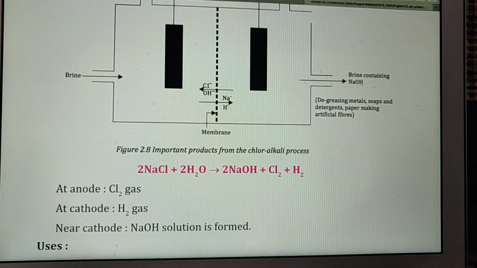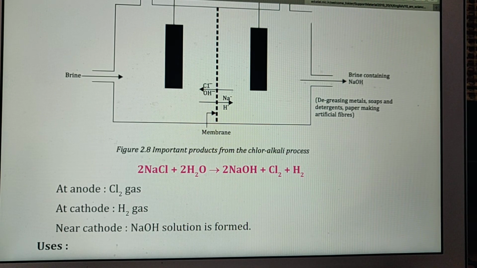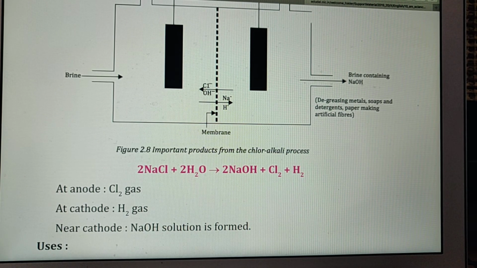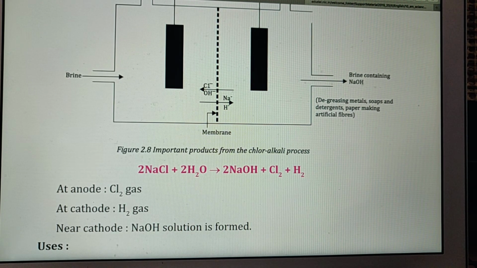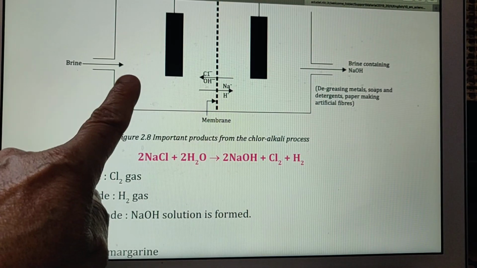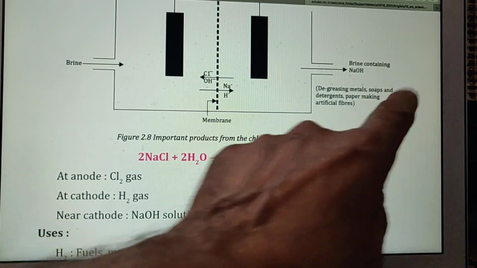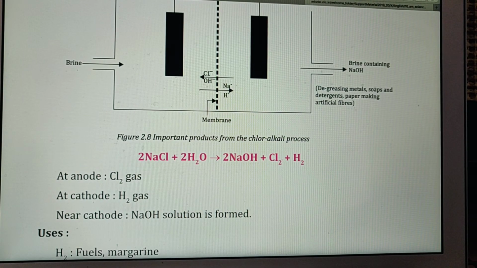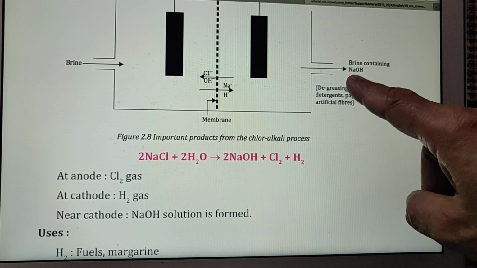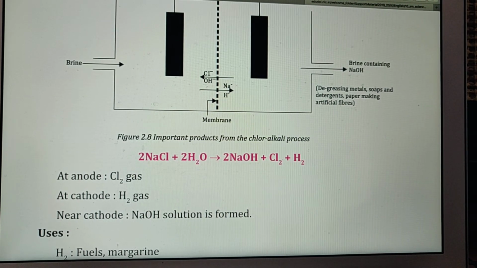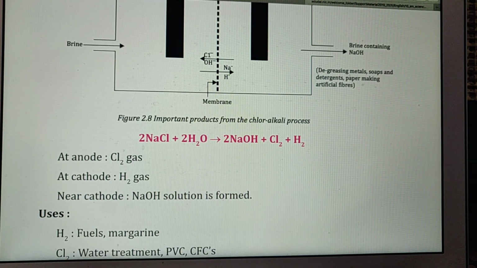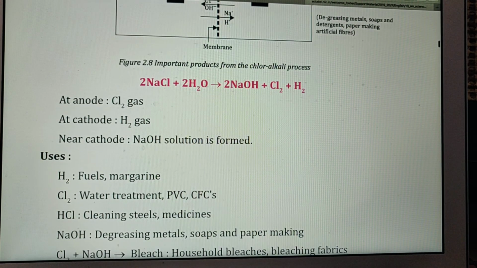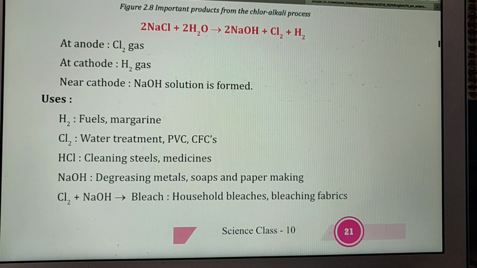In this figure, what is happening? Sodium chloride is combining with water, that is brine solution. On electricity, it changes into sodium hydroxide. From one side, brine is inserted, and from the other side, the brine containing sodium hydroxide is taken out. So sodium hydroxide is produced on the other side. At the anode you will see chlorine gas, and at the cathode hydrogen gas. Near the cathode, sodium hydroxide solution is formed.